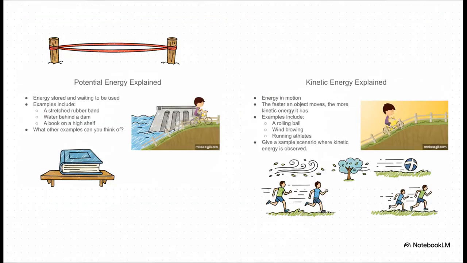Think about a kid paused right at the top of a steep hill. Right at that moment, they hold massive potential energy. It's all stored up, just waiting for gravity to take over. You see the same thing with a rubber band pulled back super tight, or millions of gallons of water held behind a massive dam, or even just a heavy book sitting precariously on a top shelf. But the exact second that kid pushes off and starts rolling down the hill, boom, that stored potential energy becomes active kinetic energy. A rolling ball, wind blowing through the trees, a sprinter running down a track, all of these are just pure kinetic energy in motion.